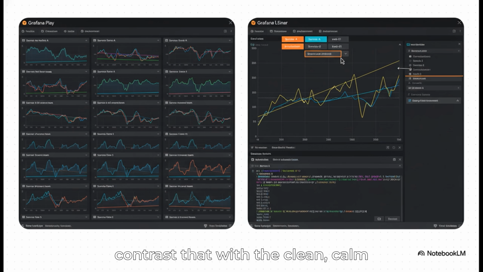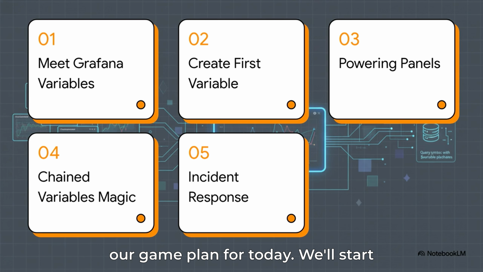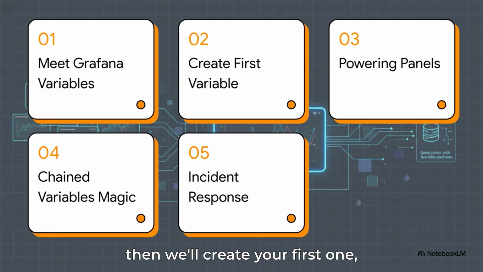Now contrast that with the clean, calm power of a single dynamic dashboard. With just an instant drop-down filter, you find exactly what you need, completely cutting through all that noise. So here's our game plan for today. We'll start by meeting Grafana variables. Then we'll create your first one, wire it up to power your panels, explore the absolute magic of chained variables, and finally, see how this leads to an incident response in just 90 seconds.